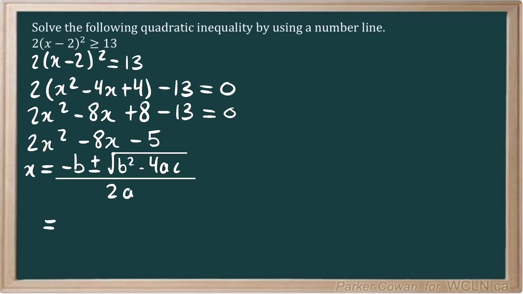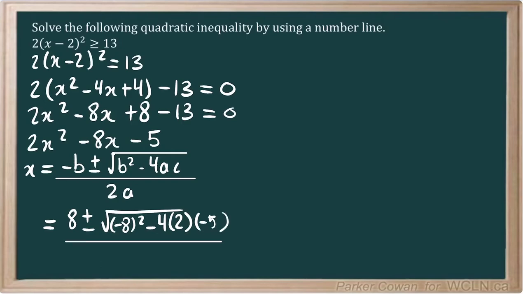So this is our a, this is our b, and this is our c. So a negative b is already negative, it's negative 8, so that's going to become positive. So we're going to have 8 plus or minus, and then b squared is going to be negative 8 squared, minus 4 times a, which is 2, times c, which is negative 5, all over 2 times 2.